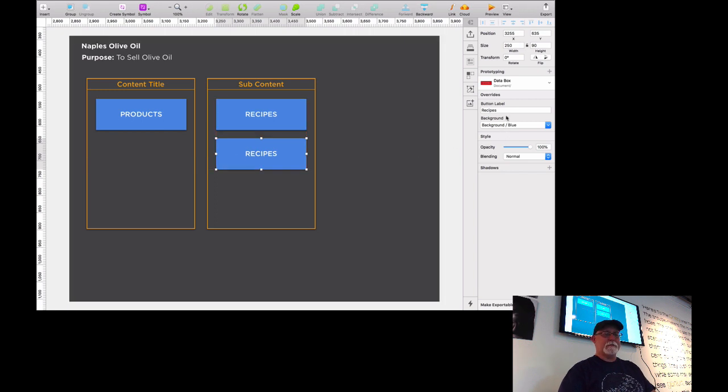S-C-H-E-M-A, yeah, schema. You want to make sure that your recipes are doing schema for the recipe collection, because there's a very specific structure for that. Schema.org. I'll just put that on there then, yeah.